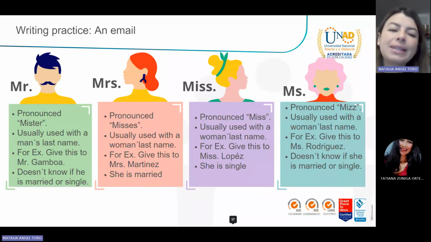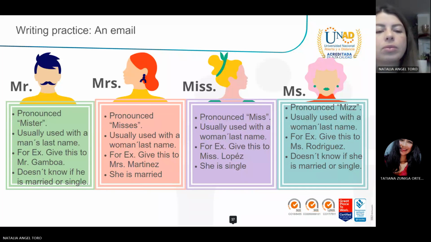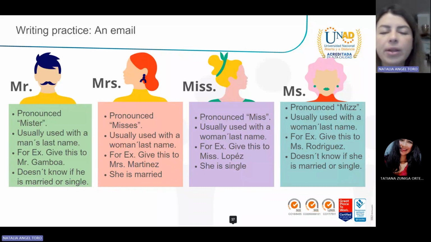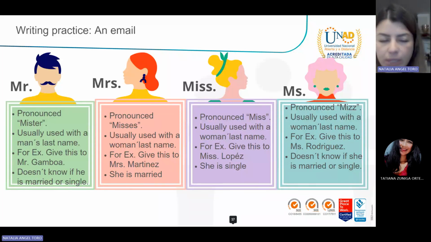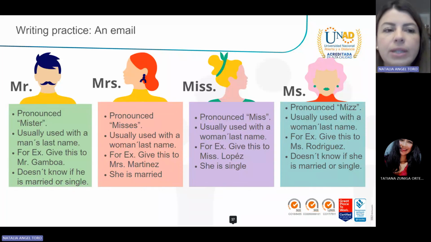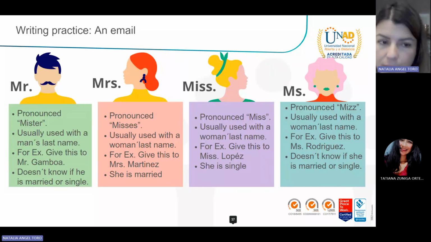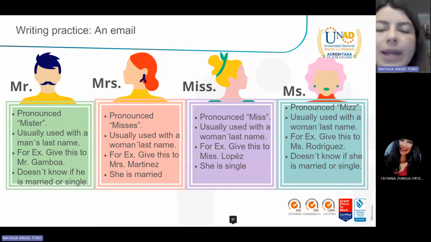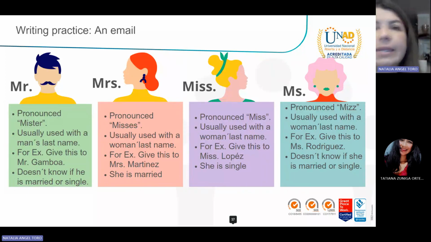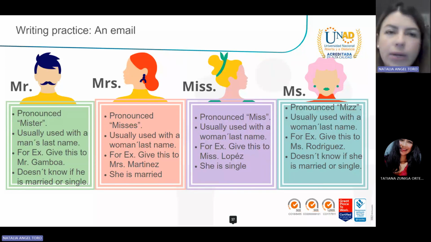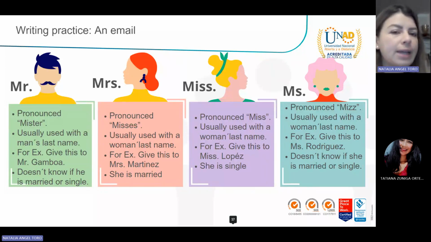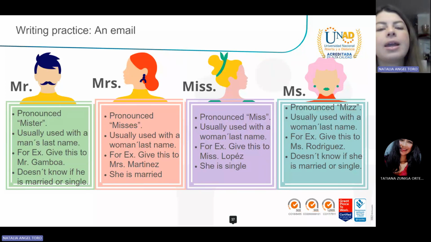Mr. doesn't show if he's married or single. No sabemos. Cuando utilizamos la palabra Mr. antecediendo el apellido del señor, es una forma de dirigirnos a él de manera formal sin saber si él es casado o soltero. Le decimos señor, sea casado o sea soltero.